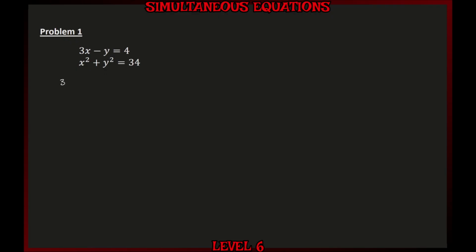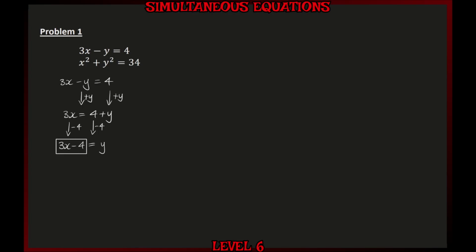So starting with 3x minus y is equal to 4, we can start by removing the minus y from the left, by adding y to the left and doing the same on the right. So this gives us 3x is equal to 4 plus y. And to now make y the subject, we can remove the 4 from the right by subtracting 4 from the right and doing the same on the left. And so the left becomes 3x minus 4 and the right is just y because the 4 and the minus 4 cancel out.